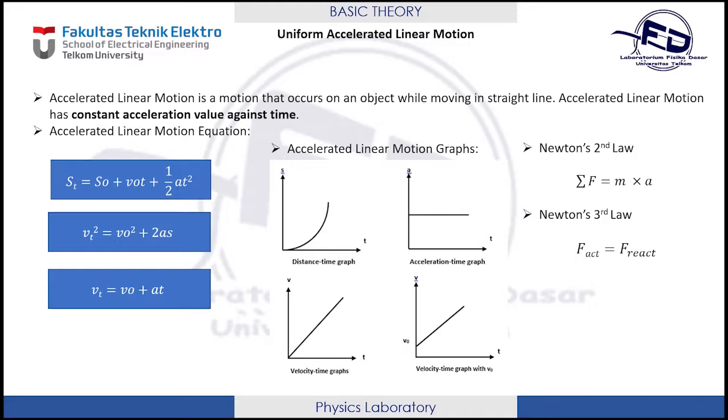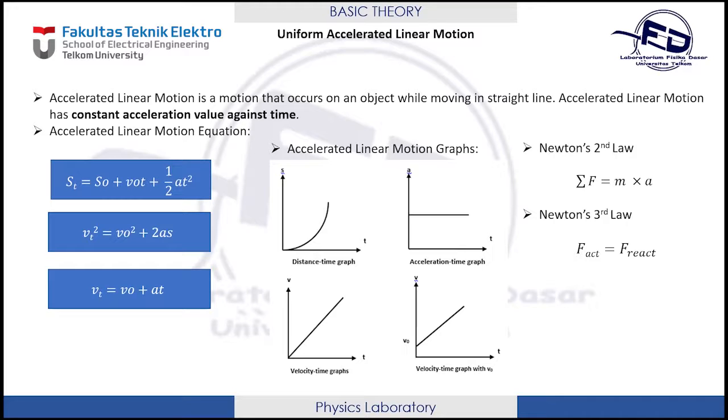In uniform accelerated linear motion, there are three equations. The first one is st equals so plus vo times t plus half a times t square. The second one, vt square equals vo square plus 2a times s. And the last one, vt equals vo plus a times t. With st as final distance in meters, so as initial distance in meters, vo as initial velocity in meters per second, vt as final velocity in meters per second, a as acceleration in meters per second square, and t as time in seconds.